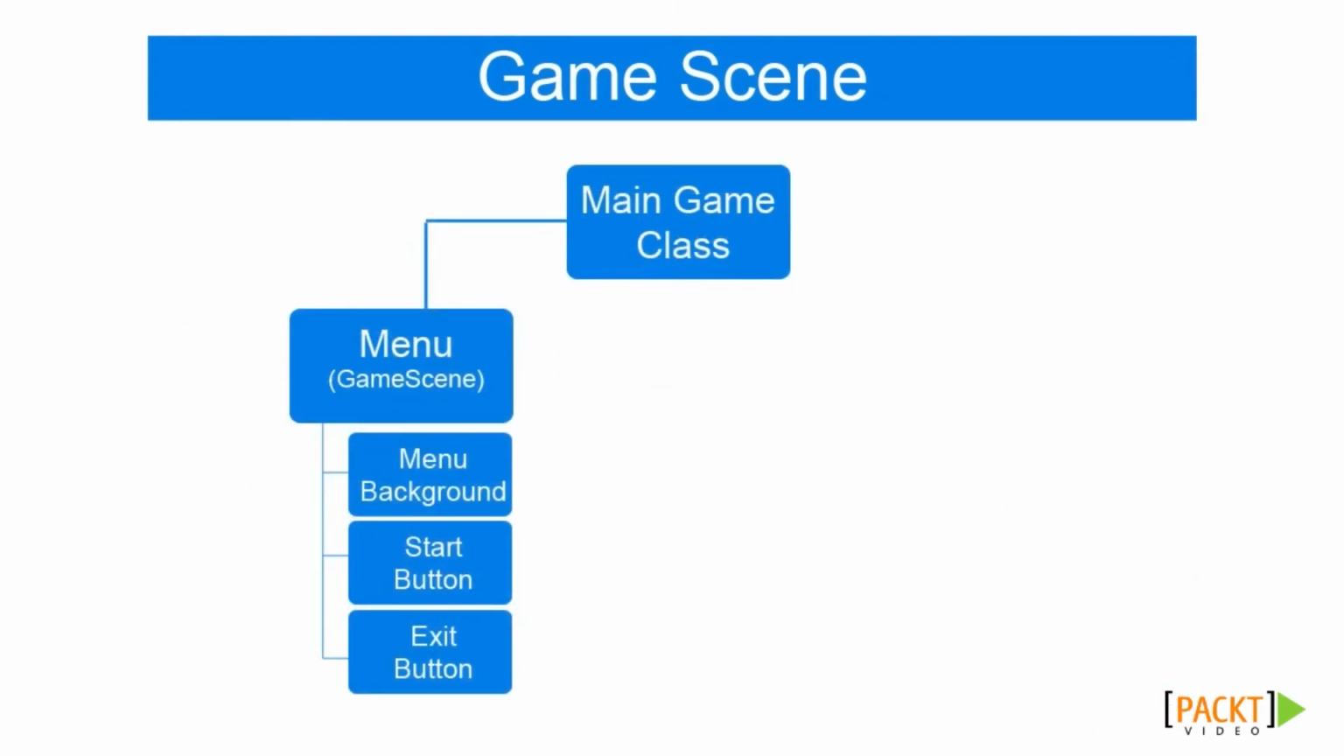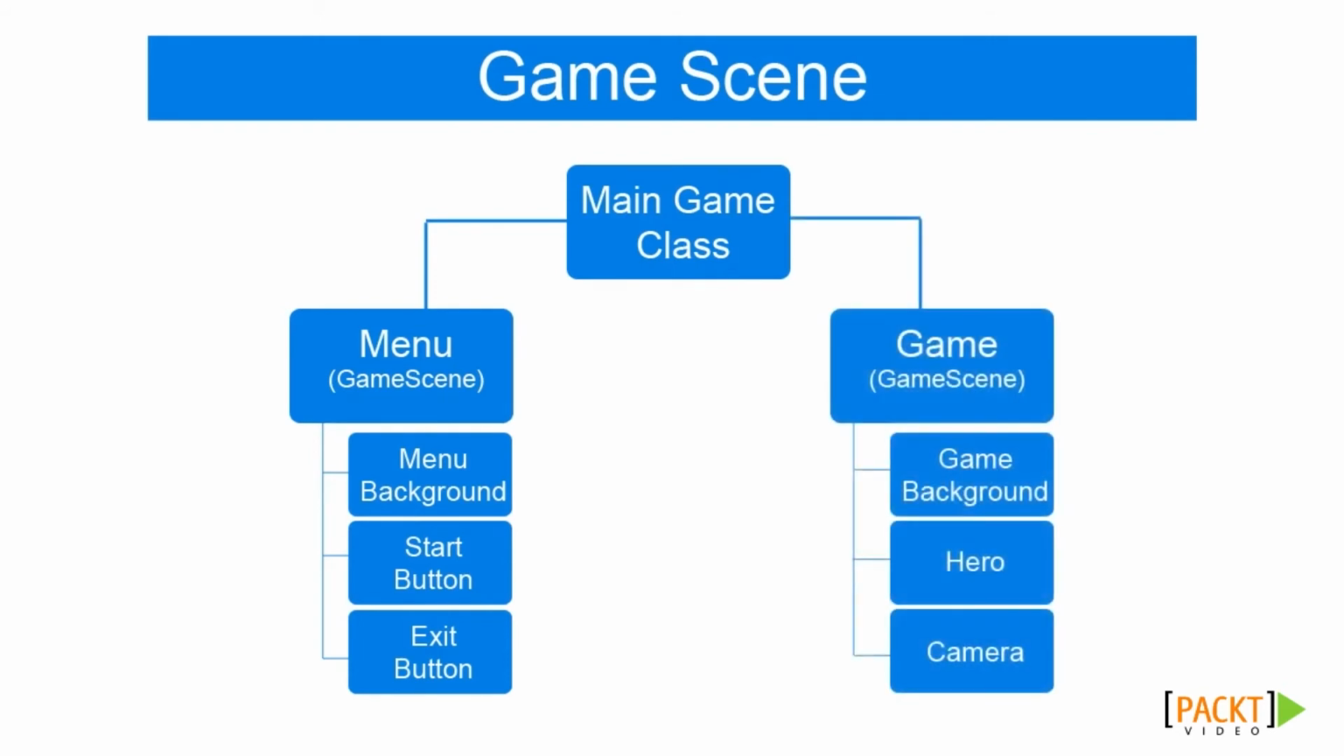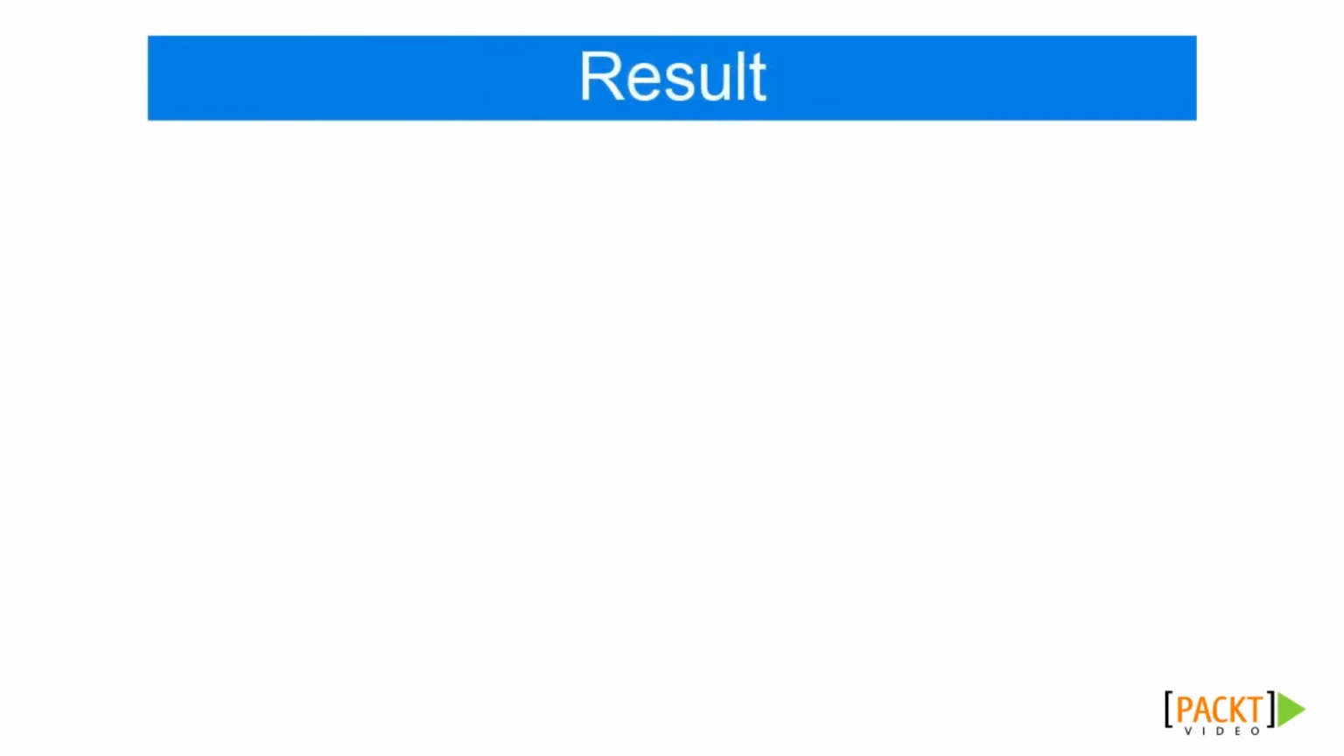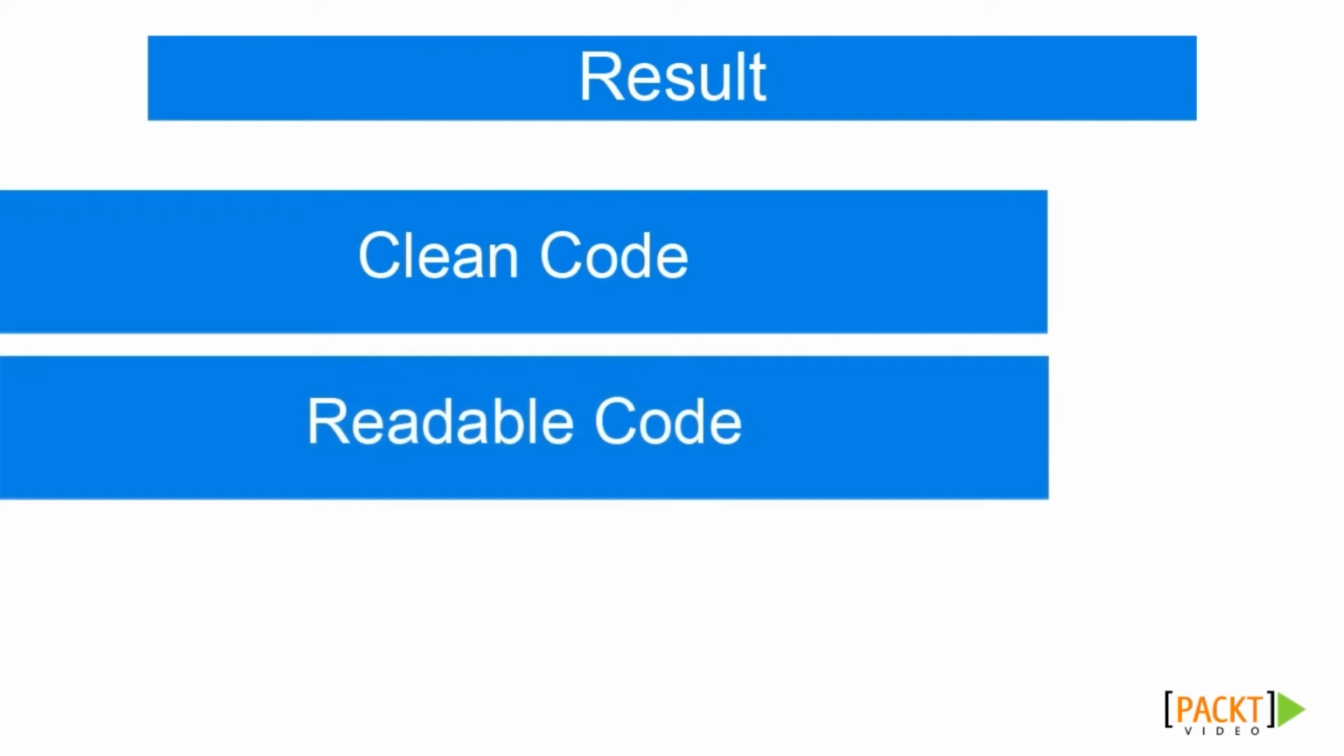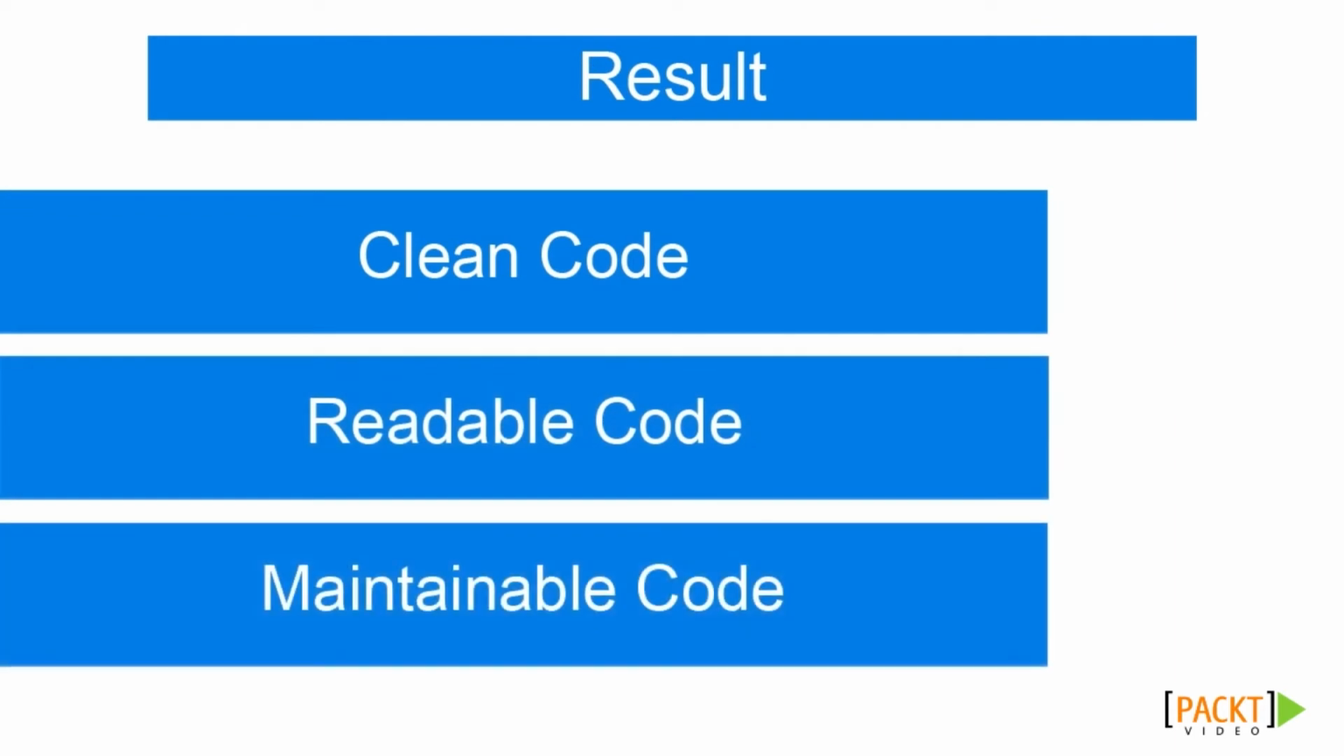A menu will have its own scene, containing only the objects that are needed for the menu, like buttons and a background, while the game itself also has its own game screen. This way, our code stays clean, readable, and more important, maintainable. Let's have a look at the implementation of game scene in the current framework.